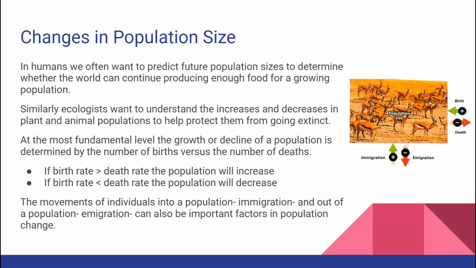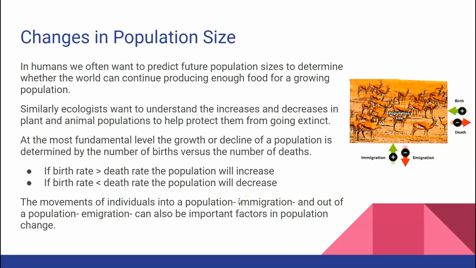So when we see changes in population size in humans, we often want to predict future population sizes to determine whether the world can continue to support the growing human population, which, as we know, is growing exponentially. And ecologists want to understand the increases and decreases in plant and animal populations to help protect them from going extinct. So at the most fundamental level, if the birth rate is greater than the death rate, population sizes increase, and if the birth rate is less than the death rate, the population will decrease. So births and deaths.